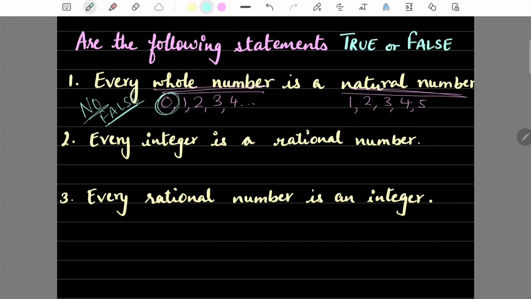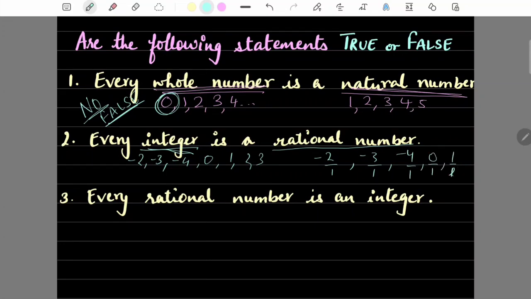All right, next statement. Every integer is a rational number. Integers are -2, -3, -4, 0, 1, 2, 3, and so on. Are these integers rational numbers? Yes, because they can be written as -2 over 1, -3 over 1, -4 over 1, 0 over 1, 1 over 1, and so on. So this is true.